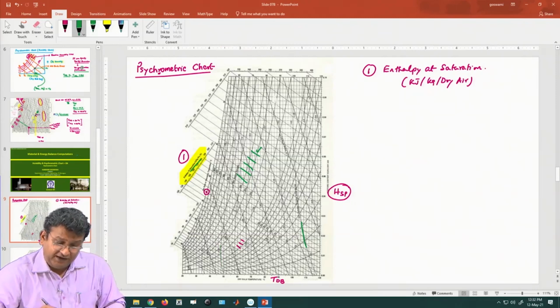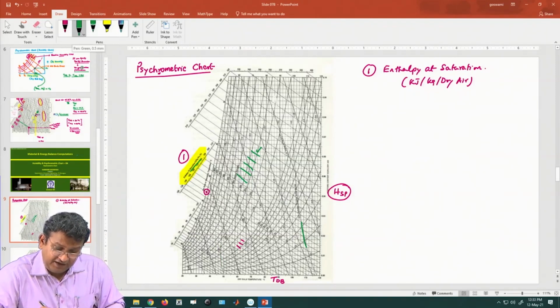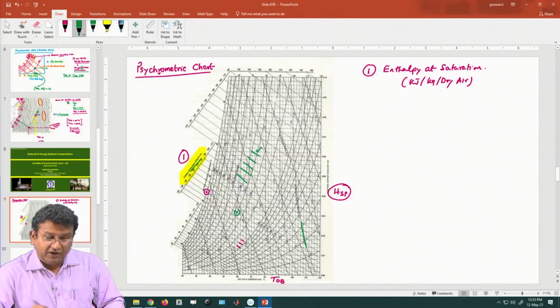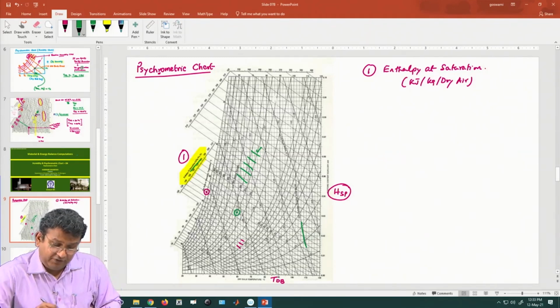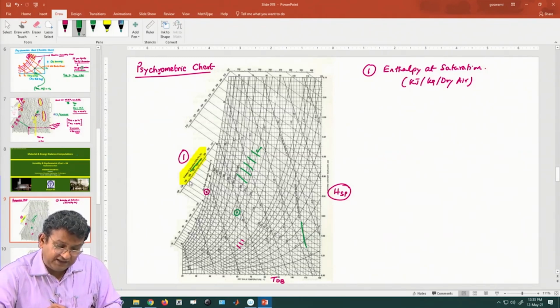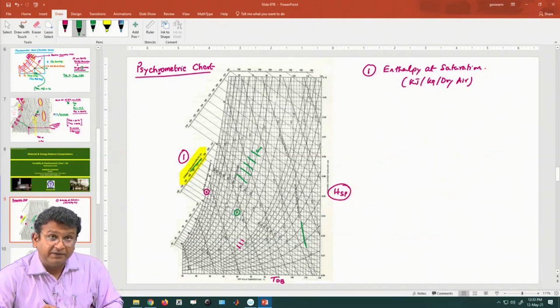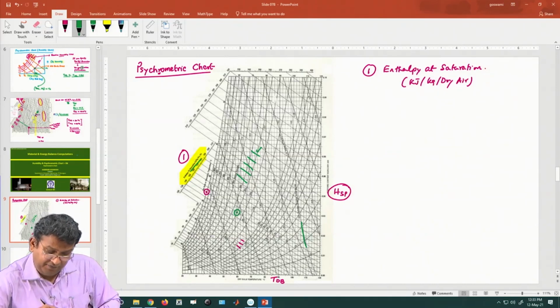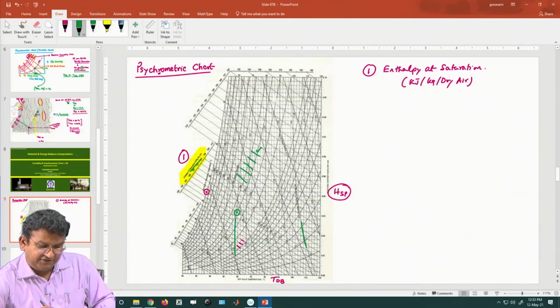So, instead of being at saturation, let us say if you have a condition over here. So, how do you find out its enthalpy? Enthalpy of this humid air you can find out. So, you find out the enthalpy at saturation, follow the wet bulb line, right, and from there now you see on which enthalpy deviation line it lies, and you find that this is very close to minus 1.5 line. So, this is minus 2 line.